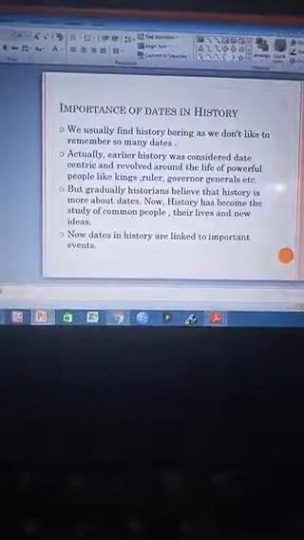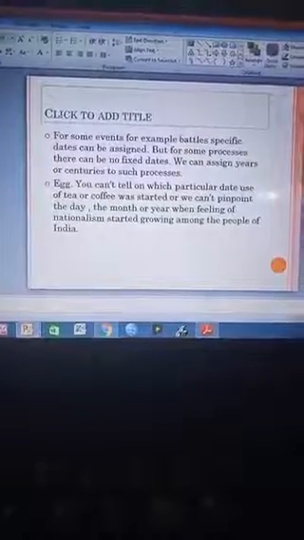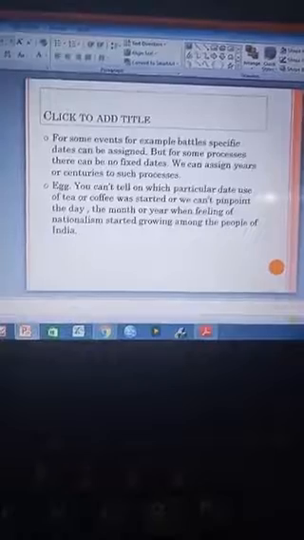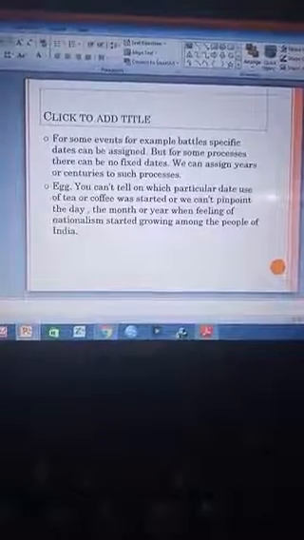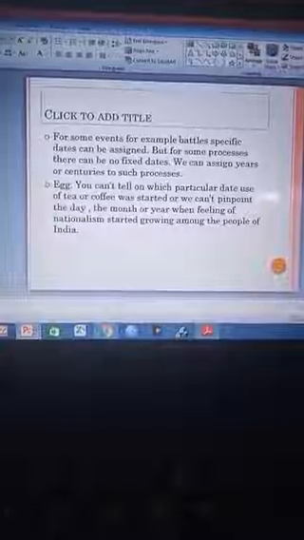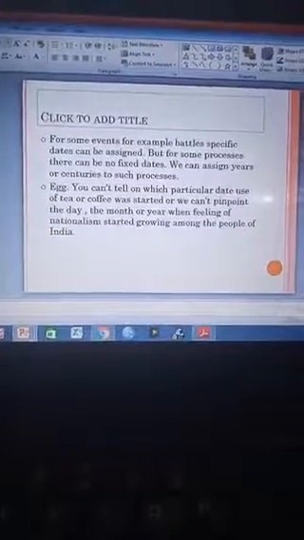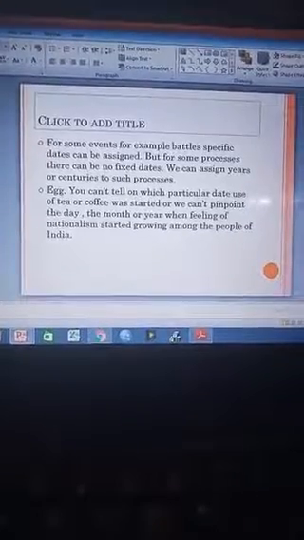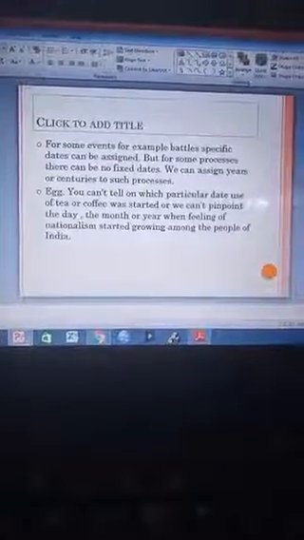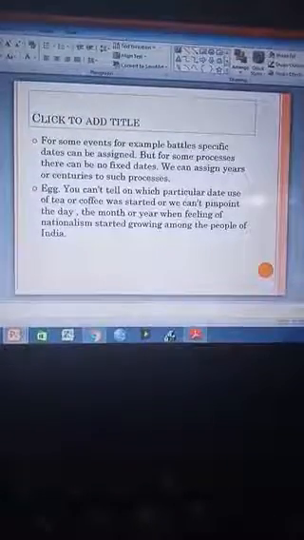Now, dates in history are linked to important events. For some events, for example, battles, specific dates can be assigned, but for some processes, there can be no fixed dates. We can assign years or centuries to such processes. For example, you can't tell on which particular date use of tea or coffee was started, or we can't pinpoint the day, the month, or year when feeling of nationalism started growing among the people of India.